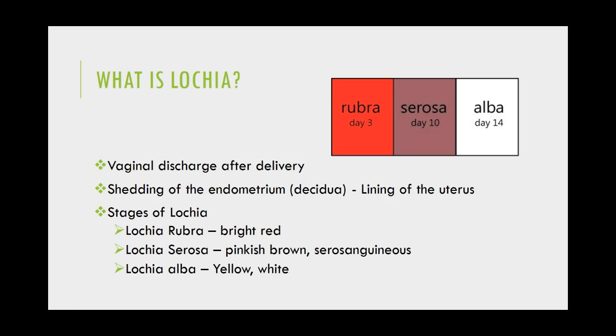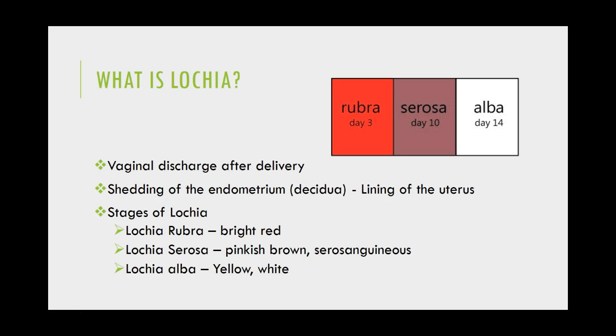Moving on, lochia is another thing that we also have to assess as an obstetrics nurse. Lochia is the vaginal discharge that a mom has after delivery. What happens is that the endometrial lining of the uterus has to shed itself off after pregnancy is over. And what we get whenever that happens is lochia. There are 3 stages of lochia.